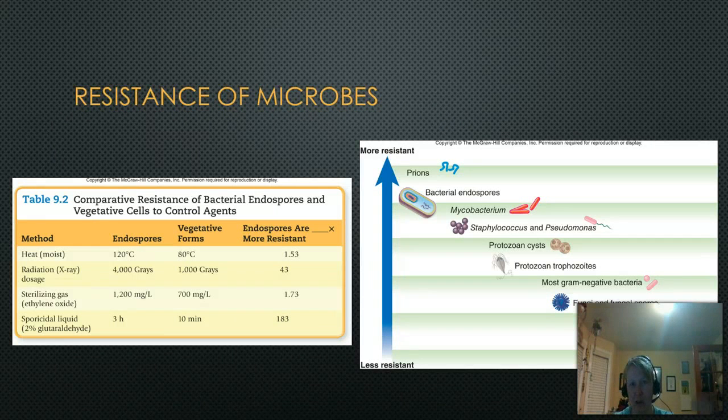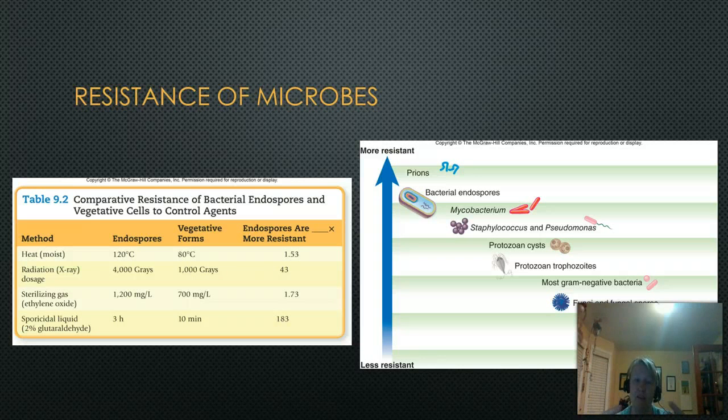So how do these methods work on microbes? That's a big question, right? And so what you can see here is a listing from more resistant to less resistant microbes. And we've talked about this a lot. We've talked about how spores are really hard to kill. And prions are actually even harder to kill, but we never really talked too much about prions because they're not something that's easily communicable, so we don't worry too much about them.